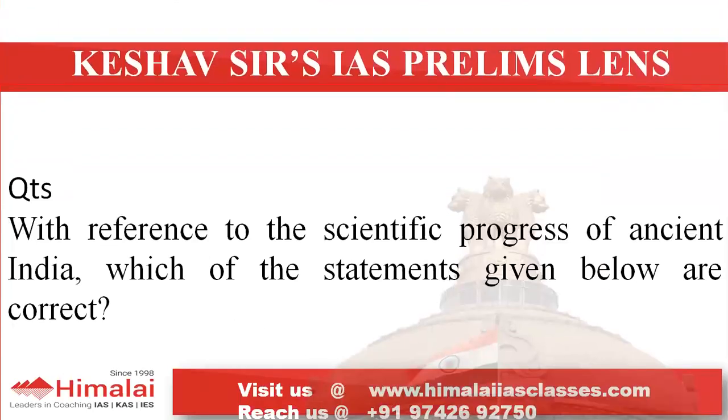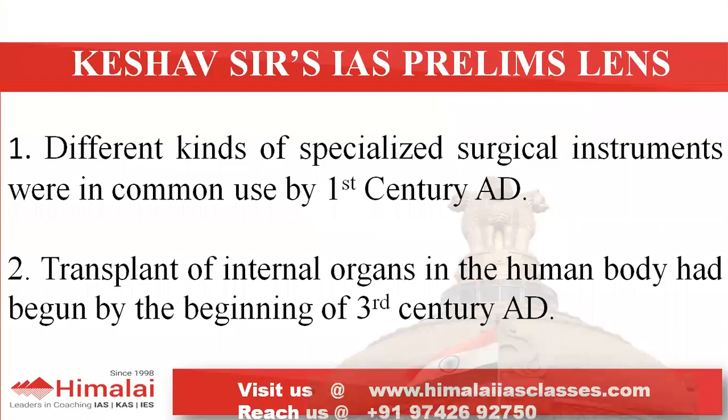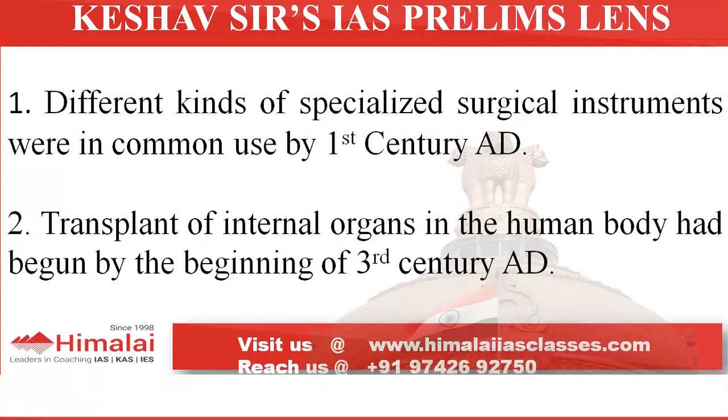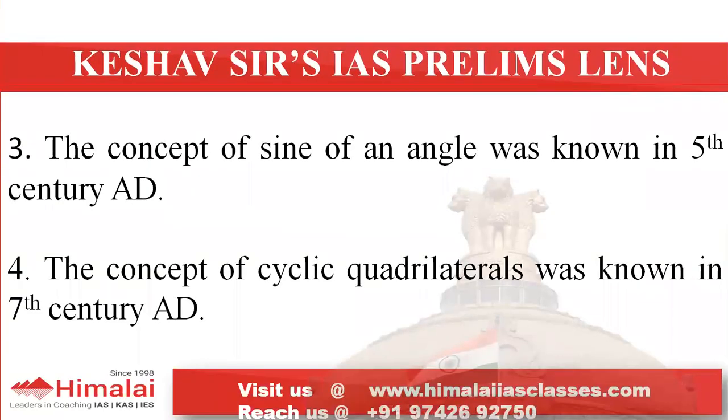Question. With reference to the scientific progress of ancient India, which of the following statements given below are correct? Statement 1. Different kinds of specialized surgical instruments were in common use by 1st century AD. Statement 2. Transplant of internal organs in the human body had begun by the beginning of 3rd century AD. Statement 3. The concept of sine of an angle was known in 5th century AD.